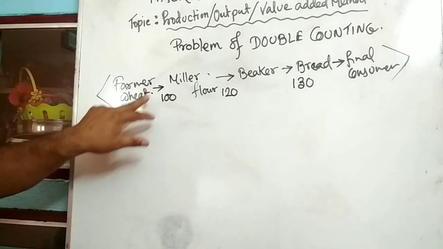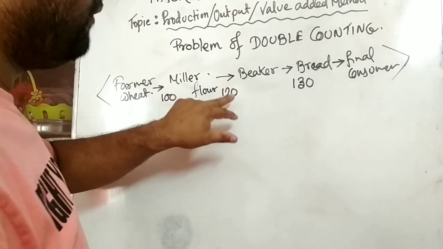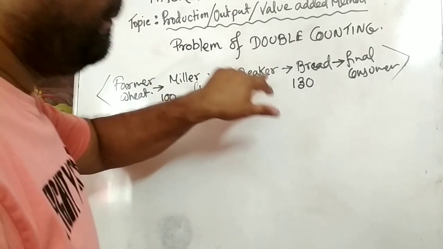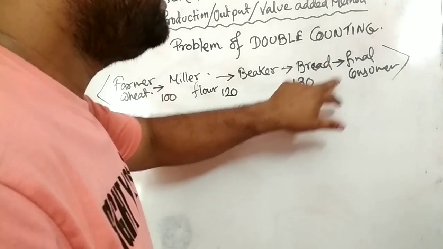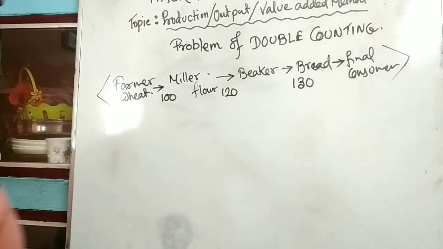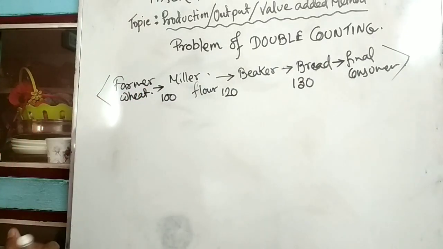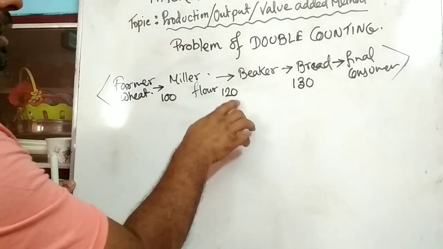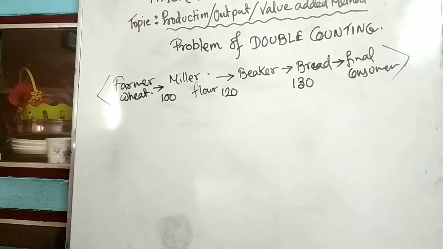Farmer produces wheat, say of 100 rupees, sells to the miller. Miller produces flour of 120 rupees, sells to the baker. Baker produces bread of rupees 130 and sells it to the final consumer. Okay. Now what happened? 4 sectors of production process. Now in the calculation of national income, it is also production, it is also production, it is also a production. 3 types of production.